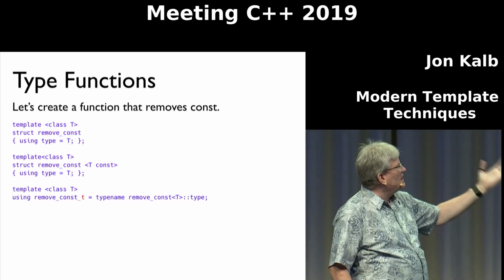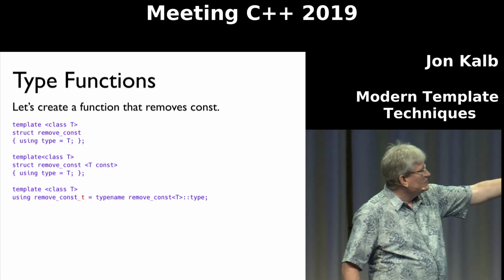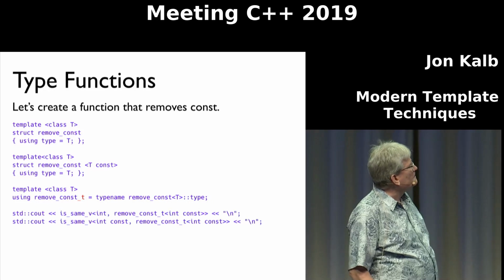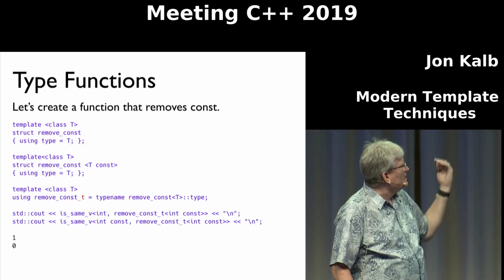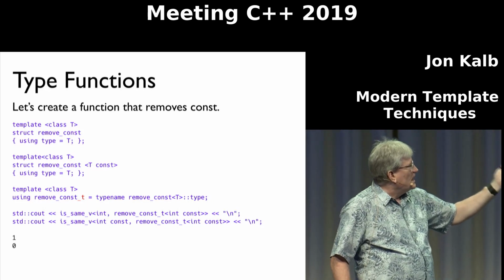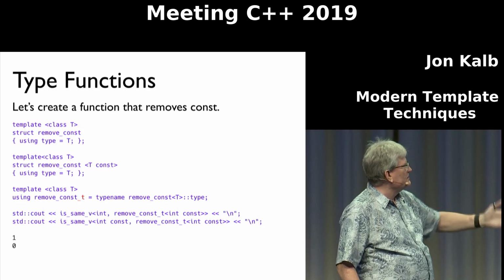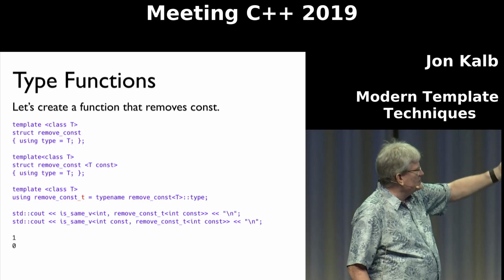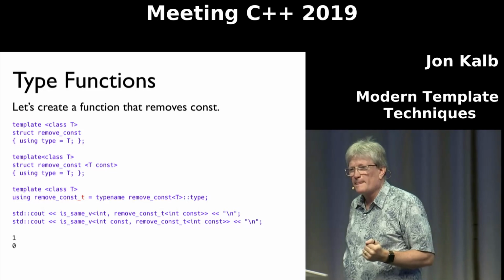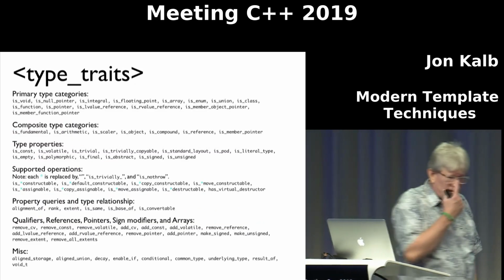Now we'll define our underbar t version of that, which is simply to get the type defined member that we've defined there. Okay? So now we can say is same int and remove const of int's const, or is same int and remove const of int const, or excuse me, int const, is that the same as removing the const? And so the first one is true because the two ints are the same, and the second one is not true because we removed the const, and so they're not the same anymore. Okay? All right.